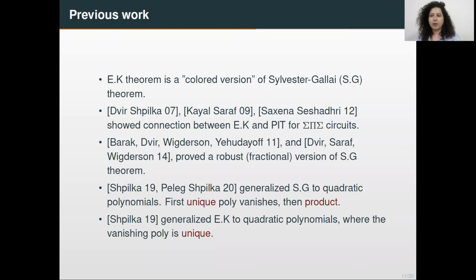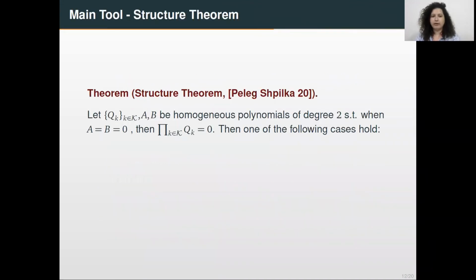Now let me give a quick overview of our proof. An important tool of our proof is the following structure theorem given in the work of Shpilka and myself in 2020. This theorem categorizes the different cases in which a product of quadratic polynomials vanishes whenever two other quadratic polynomials vanish together. So we have a set of quadratics Q_k and two other quadratics, A and B, such that whenever A and B vanish, the product of the Q_k vanishes as well. Then one of the following cases must hold.